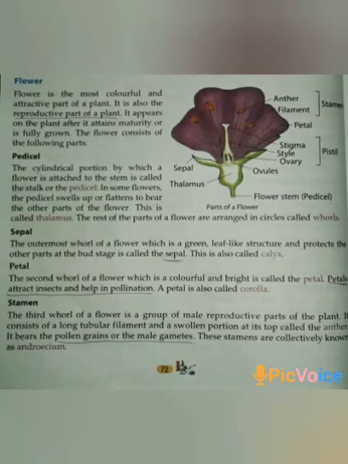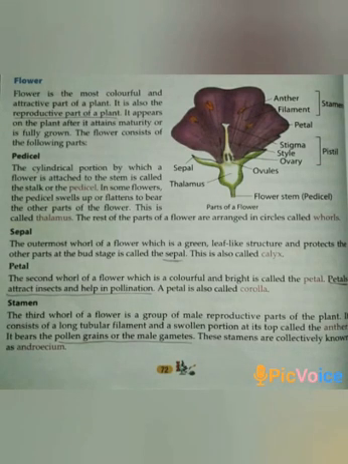Flower. Flower is the most colorful and attractive part of a plant. It is also the reproductive part of a plant. It appears on the plant after it attains maturity or is fully grown. The flower consists of the following parts.